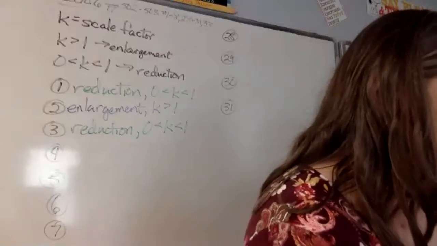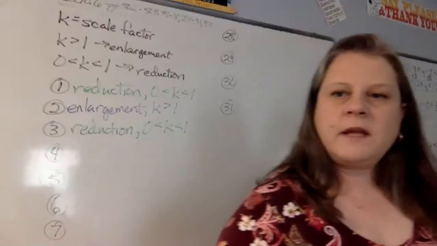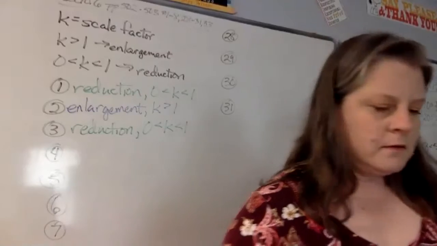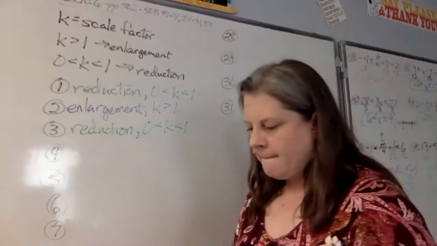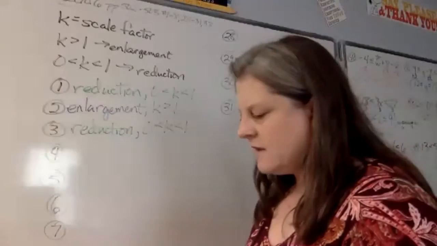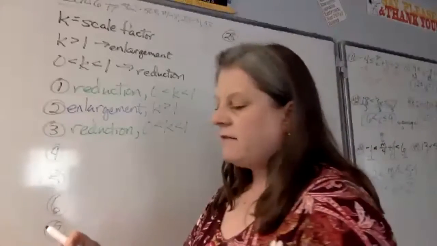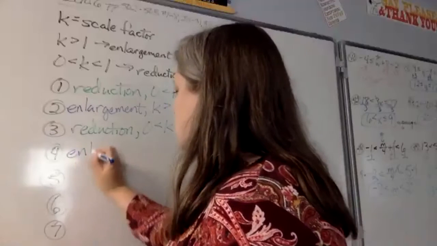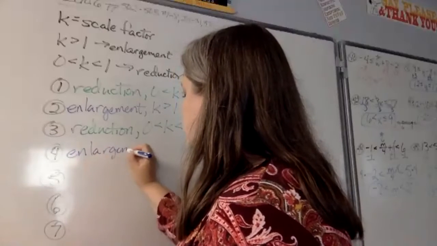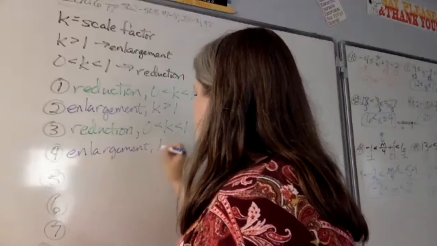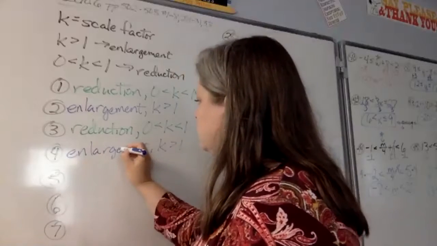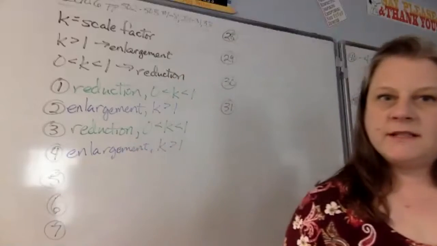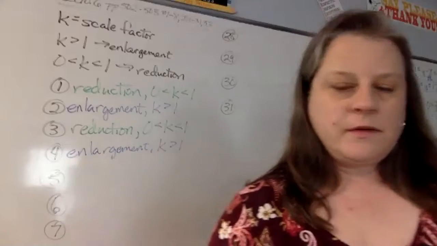Okay. Number 4, Mia. Enlargement, because that red line's a lot longer than the black original one. So enlargement, which meant K was greater than 1. Okay. So pretty easy.